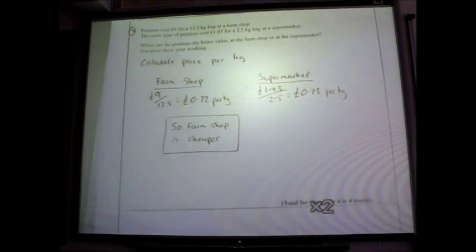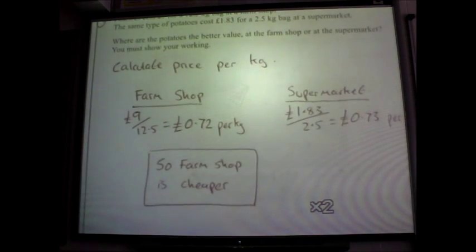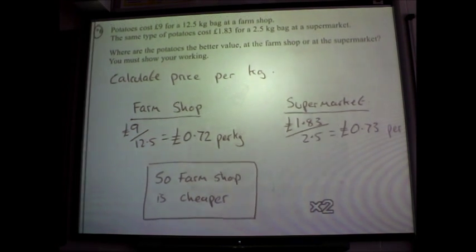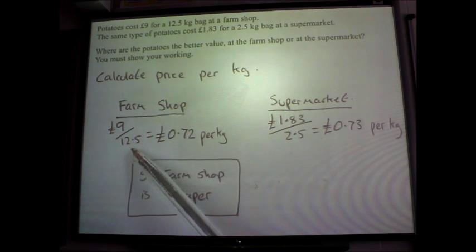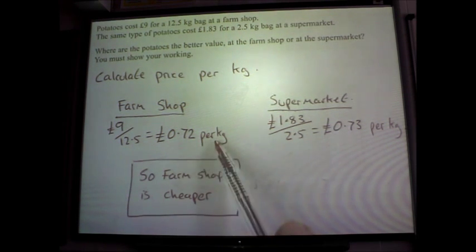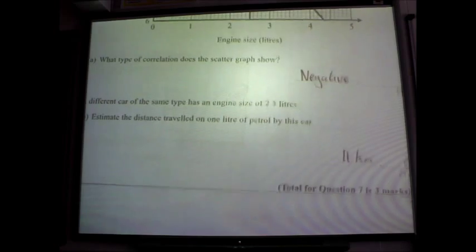You've got to work out who's got the cheaper potatoes. I've done it, and I've said at the top, look, I'm going to calculate the price per kilogram. So for the farm shop, see how well laid out it is, £9 over 12.25 kilograms, so that's 72p a kilo. Supermarket done the same thing, 73p a kilo. So the farm shop is cheaper. 4 marks for that, quite a lot.